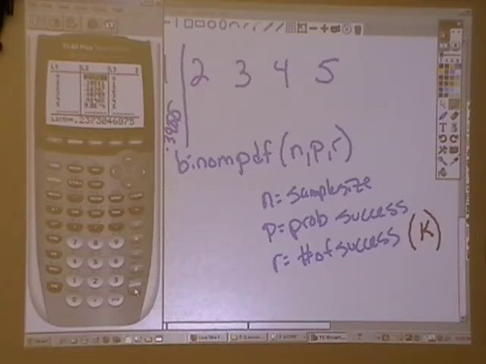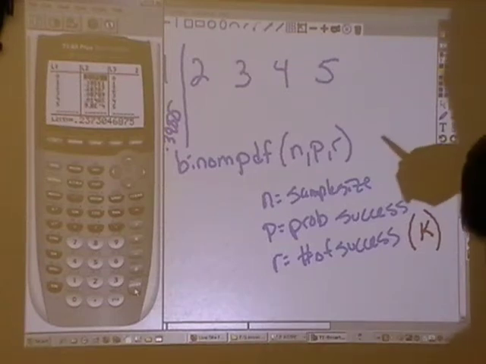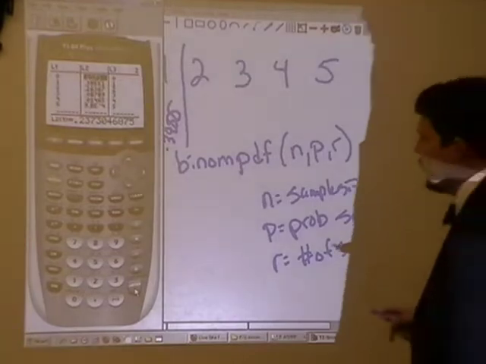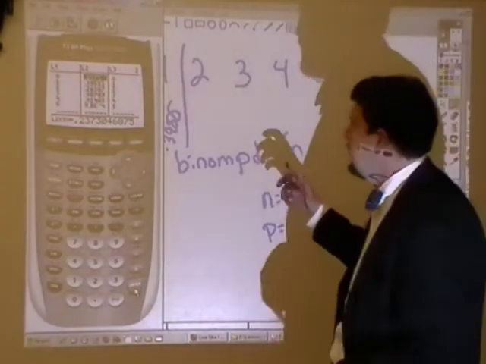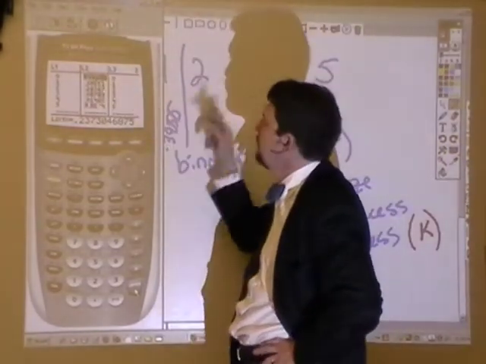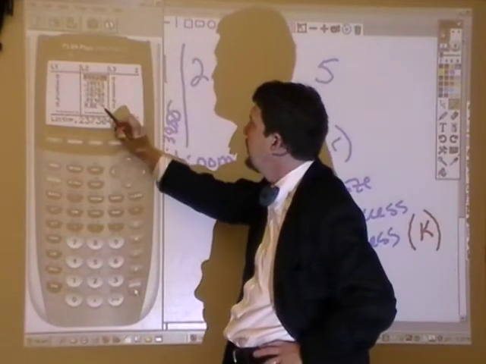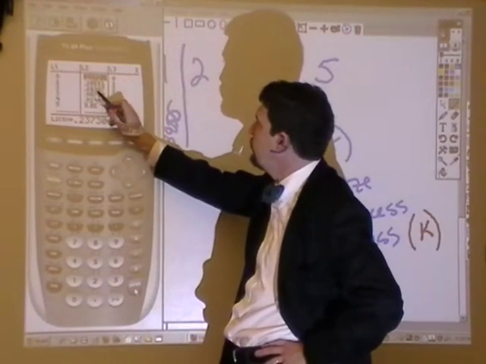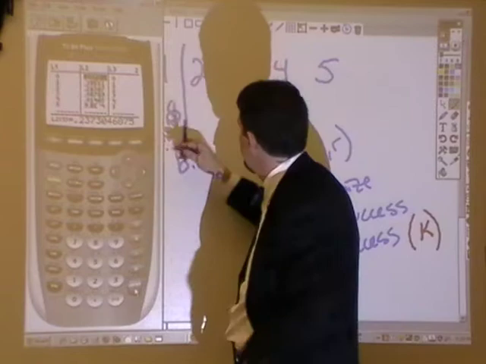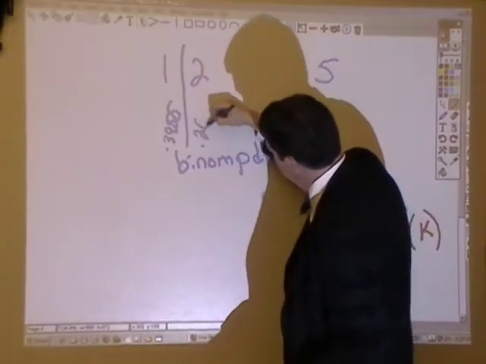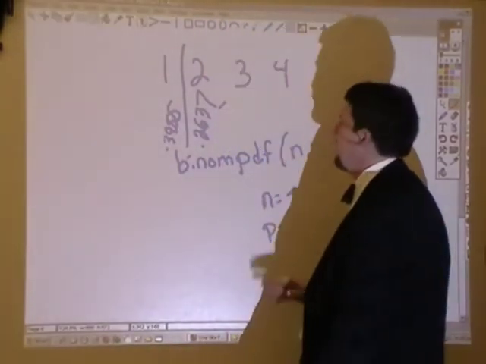Okay, so we're back and we've got our values for all of this for the entire distribution. And what we see here is that we've got 0.2373, which we had, 0.3955, and then for 2 is 0.2637. Wait a second here.